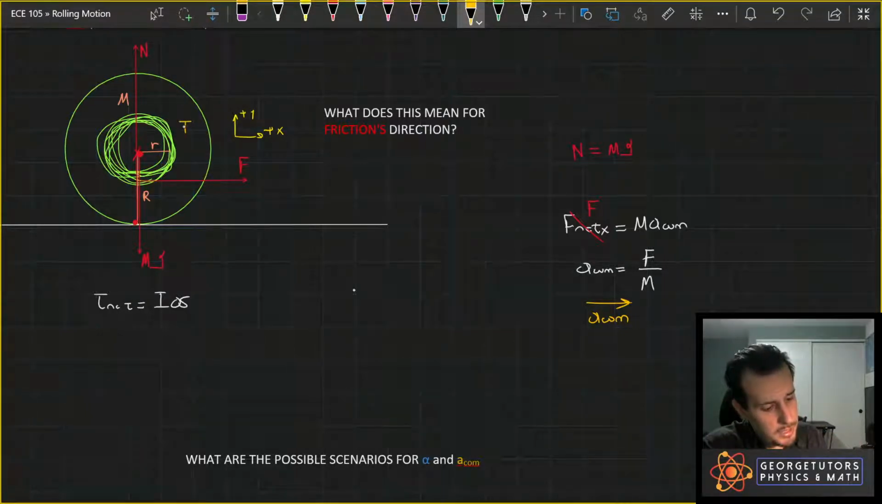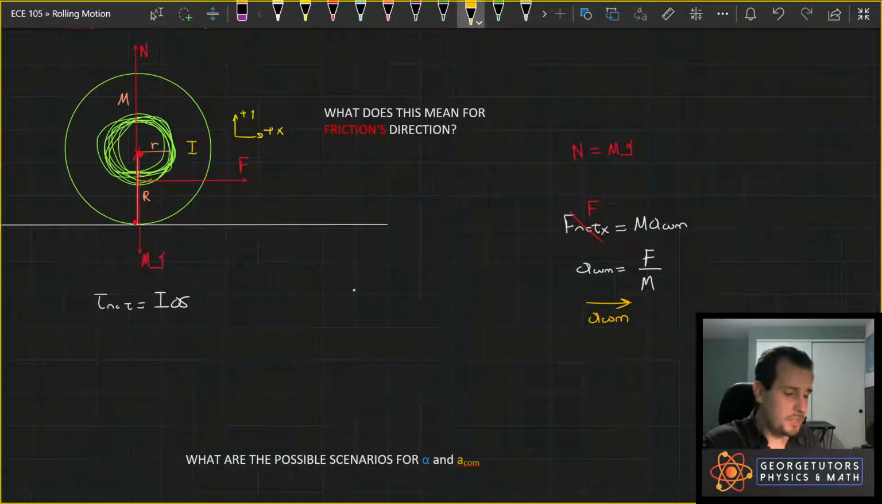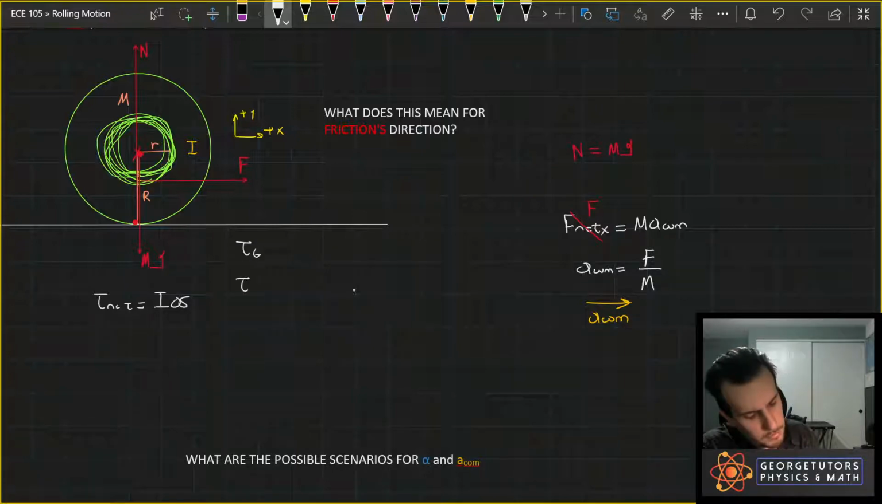I will label it I, but this is something that we, again, could very easily figure out later on in the problem. So now, ignoring the moment of inertia, because we're going to get it eventually, we care about the torques. We could have torques right now from three forces, again, from gravity, from the normal, and from the applied force F. Those are the three that we could get right now.